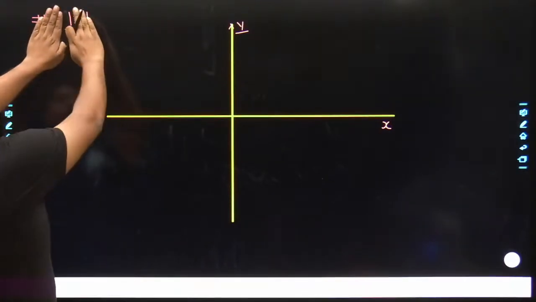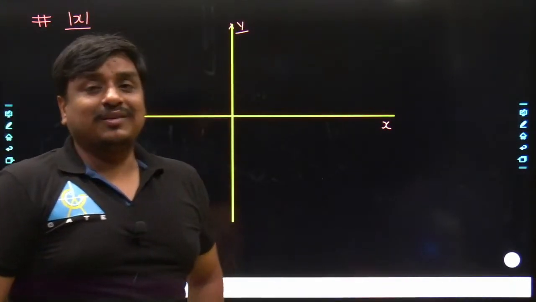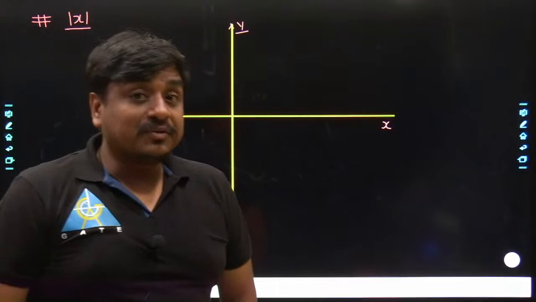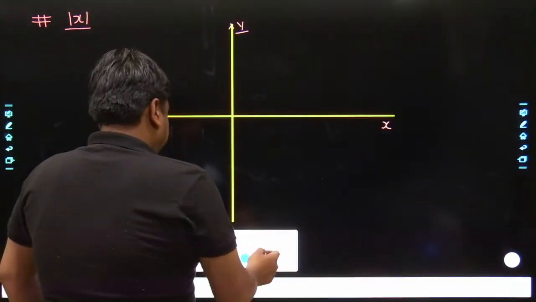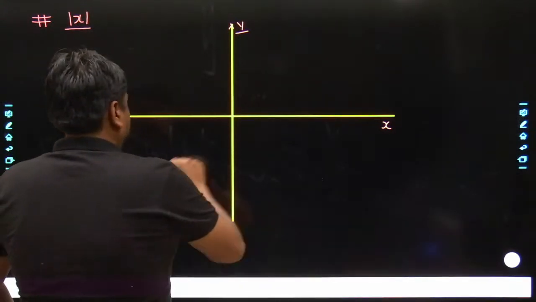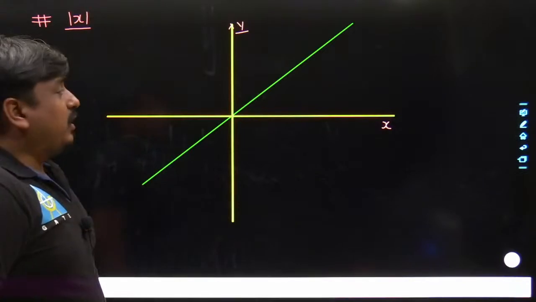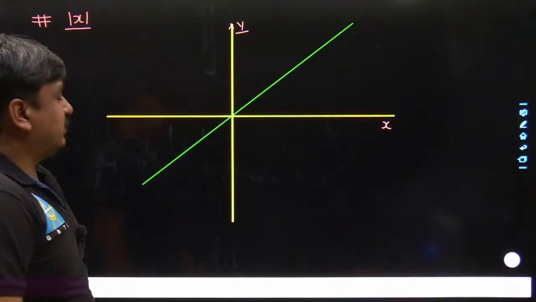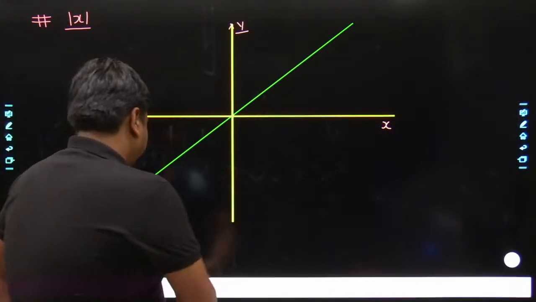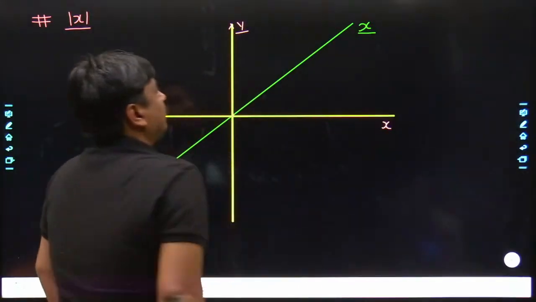Keep aside mod of x, just focus on the x. y equals x is a straight line which passes through the origin and has a slope equal to plus 45 degrees from the positive x axis. So it would look something like this. It has to cross through the origin, and obviously it would make an angle of 45 degrees from the positive x axis. Till this point probably nobody should have any doubt. Here goes the function y equals x.